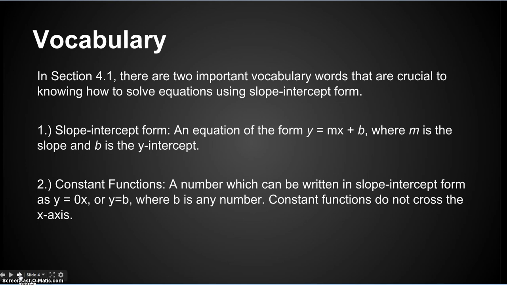Number two, constant functions. A number which can be written in the slope-intercept form as y equals 0 times x, or y equals b, where b is any number. Constant functions do not cross the y-axis. X-axis.